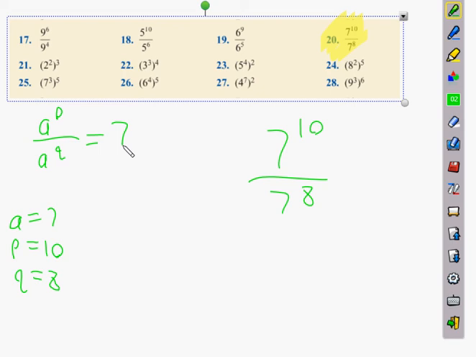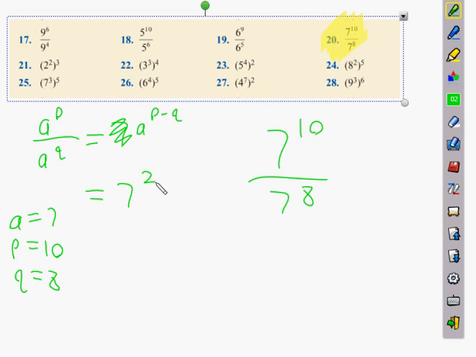Now, what's the answer then? Sorry, I'm putting the formula. It's A to the P minus Q. What's P minus Q? 10 minus 8, which is 2. So the answer is 7 to the power of 2. It's much easier just to do it, isn't it, than use the formula, but remember, you gotta know the formula.